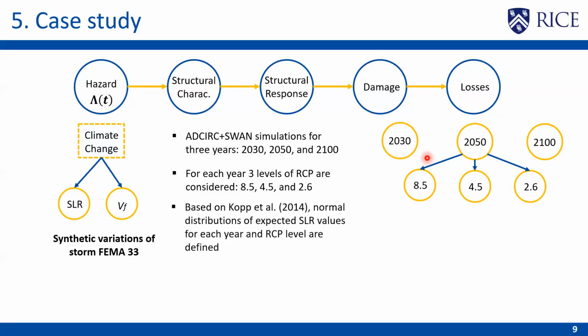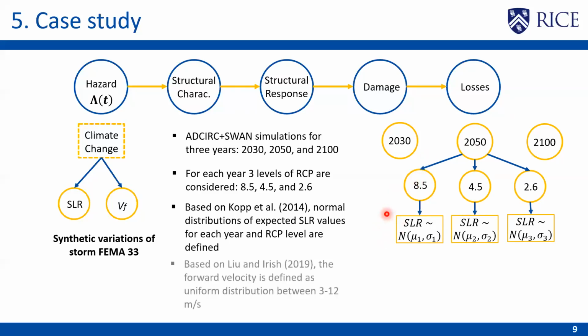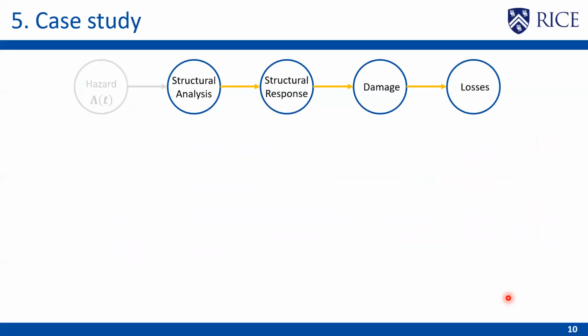Based on the work by Cobb et al., we use projections of sea level rise, and we define for each of the levels a normal distribution for the sea level rise. And then, based on the work by Yu and Irish, we define the forward velocity of the storms as a uniform distribution with representative values for the region, between 3 and 12 meters per second.